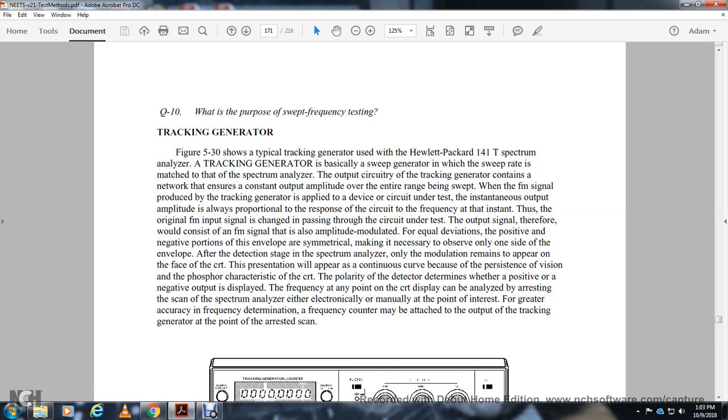This is used with the Hewlett Packard 141 spectrum analyzer. The tracking generator is basically a sweep generator in which the sweep rate is matched to the spectrum analyzer.